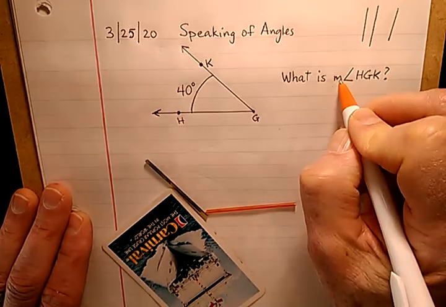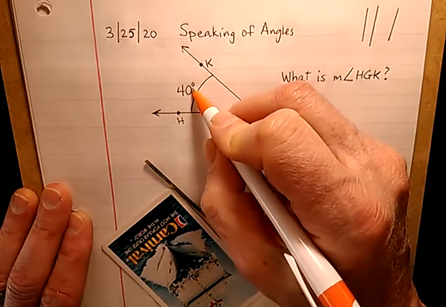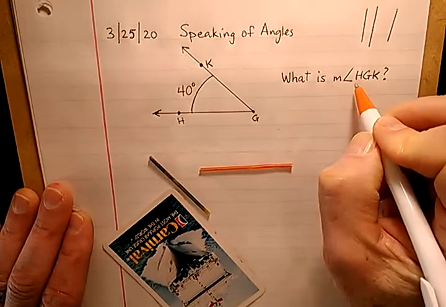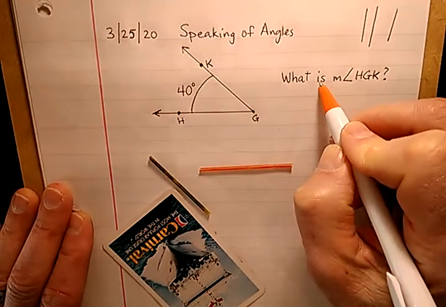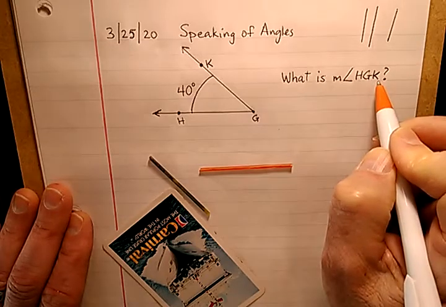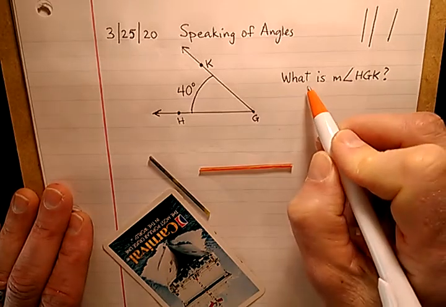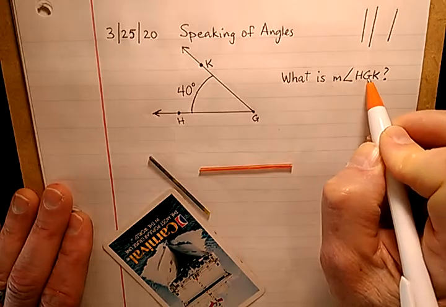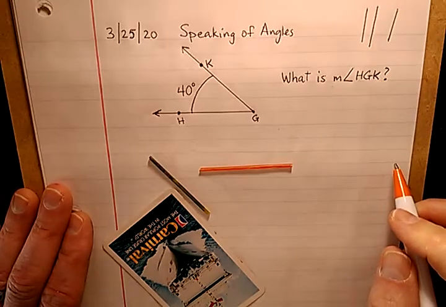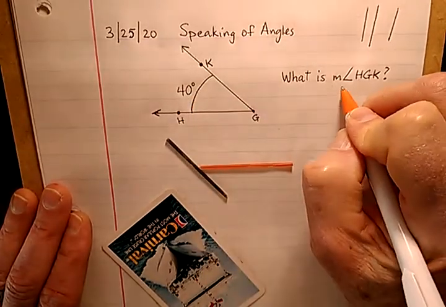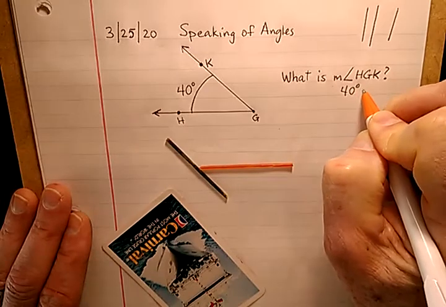The little m means measure, and it refers to how many degrees we're talking about. And remember, this symbol here means angle. So we would read this, what is the measure of angle HGK? I want you to read that out loud. Read it with me. Ready? 1, 2, 3. What is the measure of angle HGK? Well, the answer is pretty simple, right? Because we can see it's a 40-degree angle. So the answer is 40 degrees.